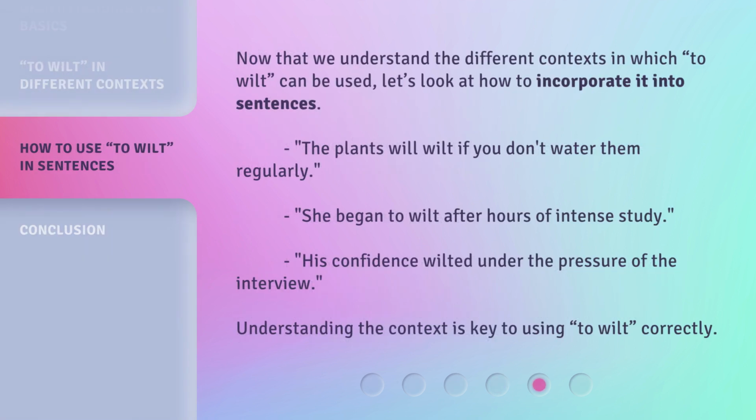Now that we understand the different contexts in which to wilt can be used, let's look at how to incorporate it into sentences. The plants will wilt if you don't water them regularly. She began to wilt after hours of intense study. His confidence wilted under the pressure of the interview. Understanding the context is key to using to wilt correctly.